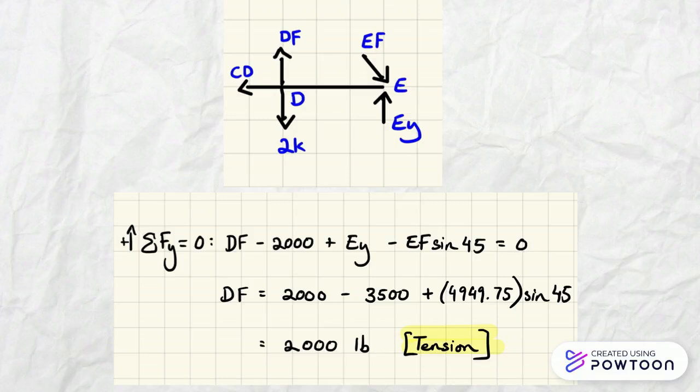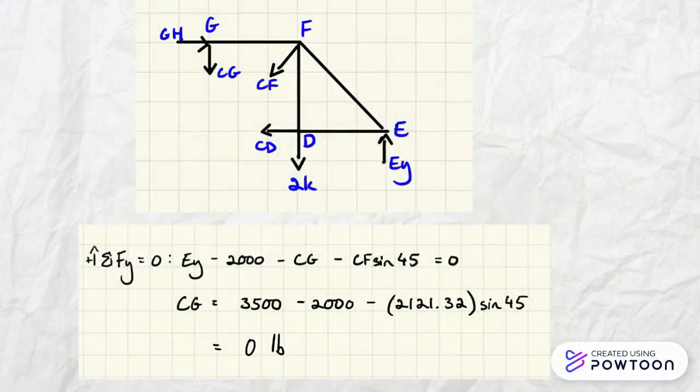The next section draws an imaginary line between E and F, D and F, and C and D. The last section draws an imaginary line between G and H, C and G, C and F, and C and D. This gives the value of CG to be 0.